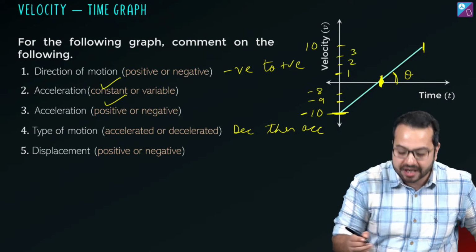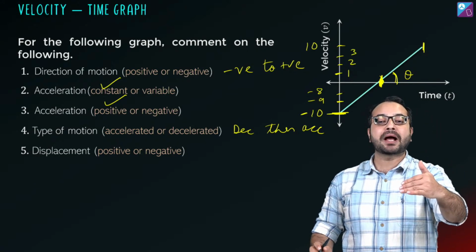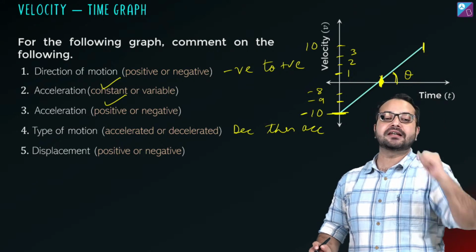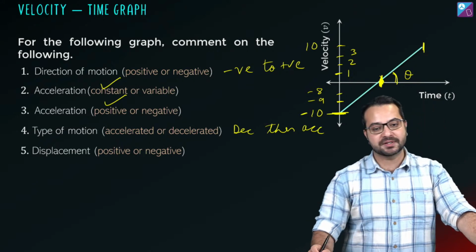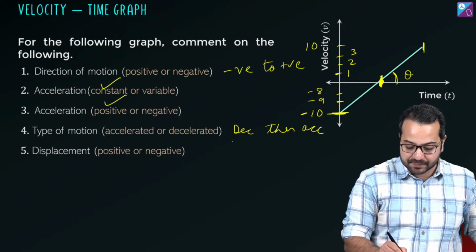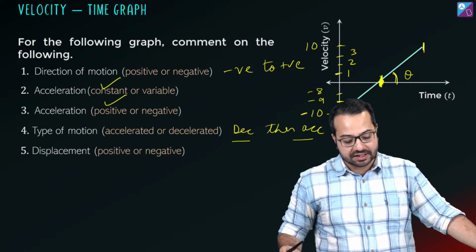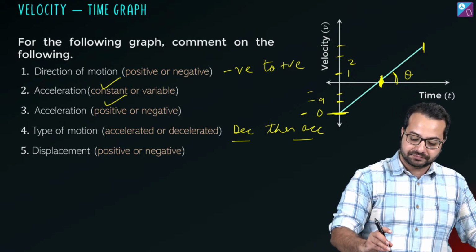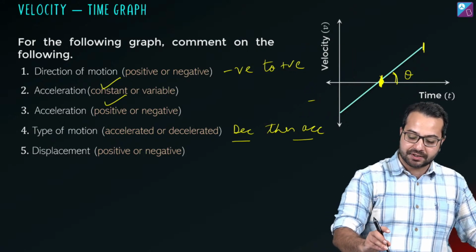Now 1, 2, 3. Now the magnitude of velocity is 1, 2, 3. What is happening? The velocity is increasing. आई बात समझ में? So this answer is absolutely right. Deceleration and then acceleration. Is that correct? Clear? Now tell me about the displacement.